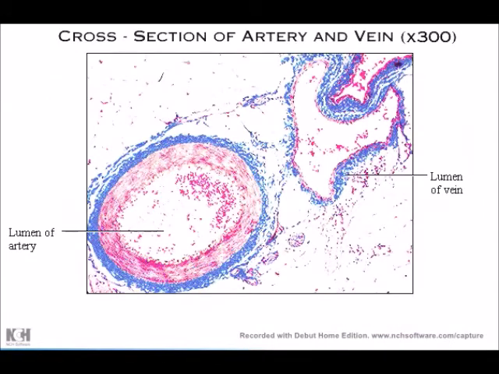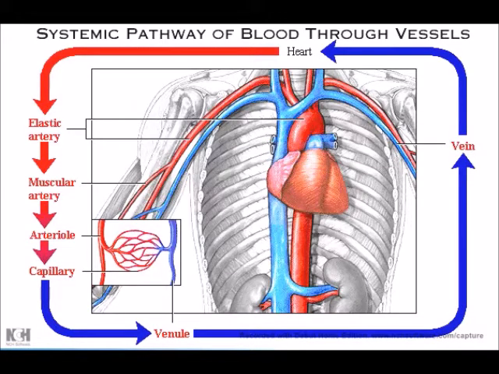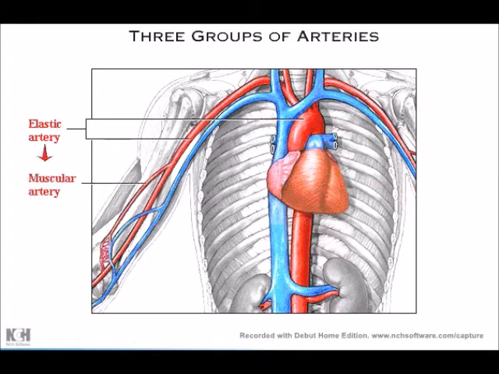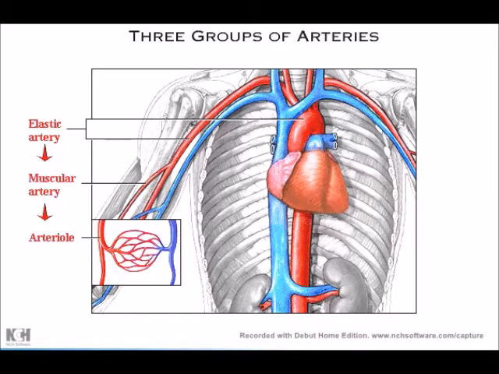This photomicrograph shows an artery and a vein side by side. Note the thick tunica media in the artery and the thin walls of the vein. Using this figure, trace the complete pathway of blood through the different types of blood vessels. We will explore this pathway in more detail in the next few pages. In terms of relative size and function, arteries can be divided into three groups: elastic arteries, muscular arteries, and arterioles.